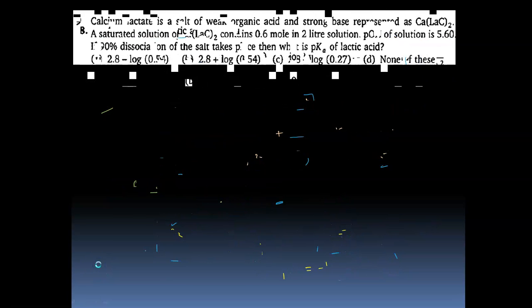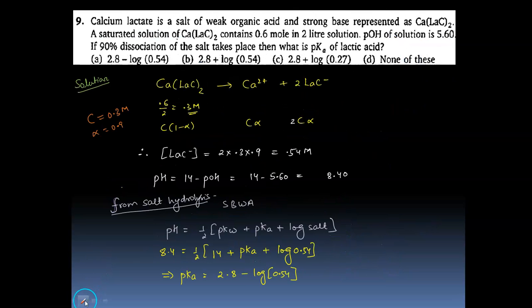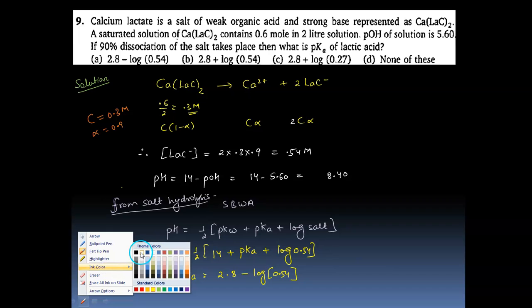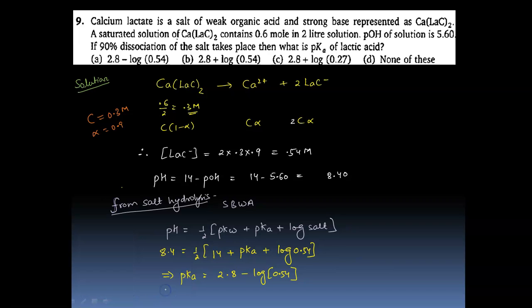Here, let us see some more good questions on ionic equilibrium. Now, here we go. The question says calcium lactate is a salt of a weak organic acid, lactic acid of course, and strong base, represented as this. So, you can see that calcium lactate is a salt of a strong base and a weak acid, and it dissociates into calcium 2 plus and twice lactate ions.